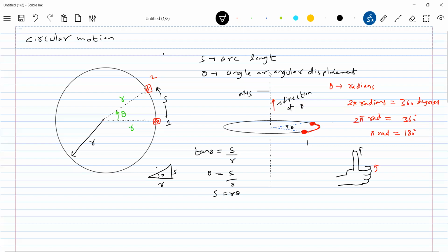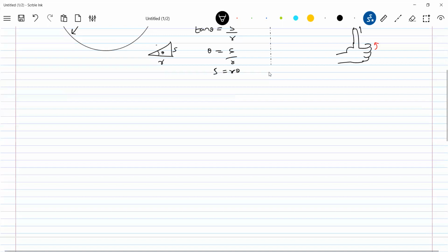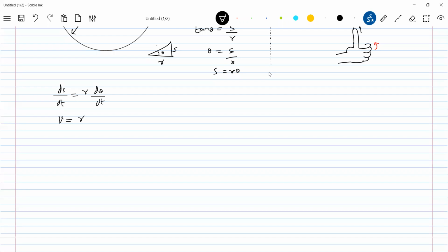Now let's do one thing. This particular particle will take some time to move from 1 to 2. In that, it will cover a distance S. So shall we differentiate this? If I differentiate, ds by dt, let R be constant. So this will become R d theta by dt. So what is ds by dt? This will be called linear speed. d theta by dt is called angular velocity.